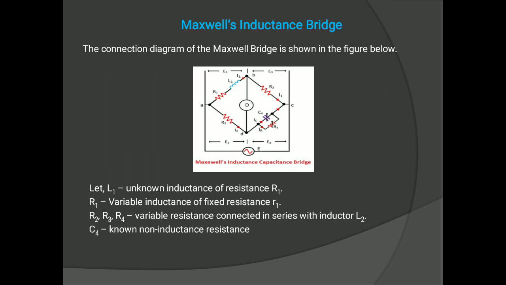One arm has a resistance in parallel with a capacitor, and it is easier to write the balancing equation using impedance. Here L1 is the unknown inductance of resistance R1. R1 is a variable inductance of fixed resistance small r1. R2, R3, R4 are the three variable resistances, connected in series with inductor L2, and C4 is the known capacitor.